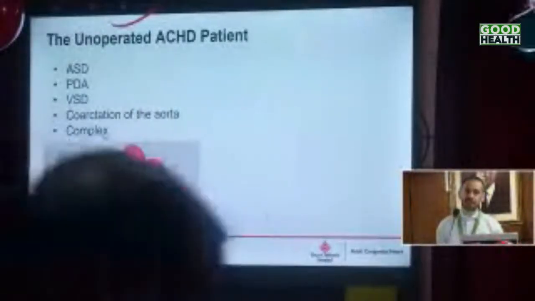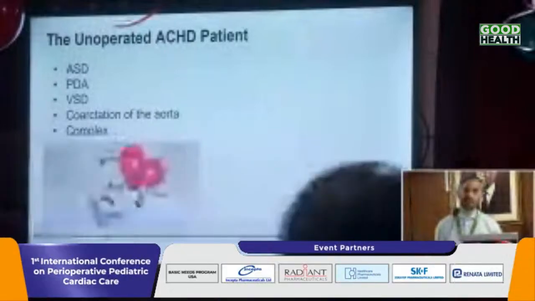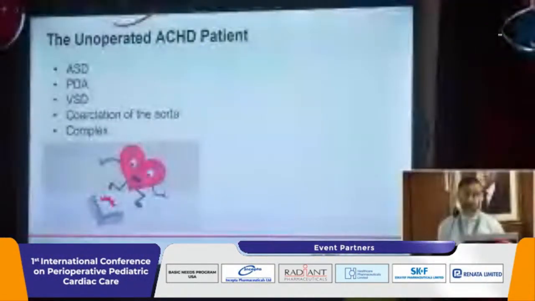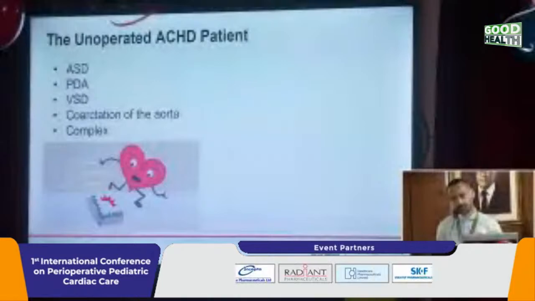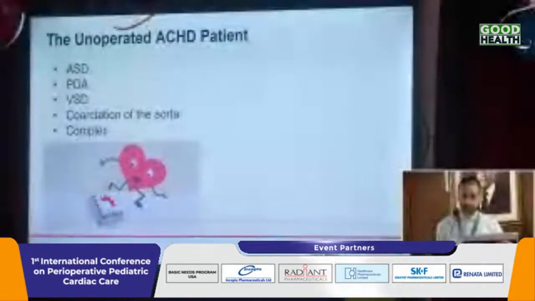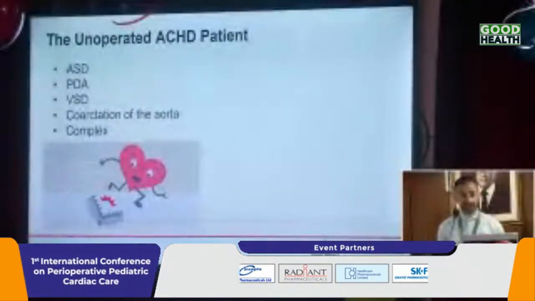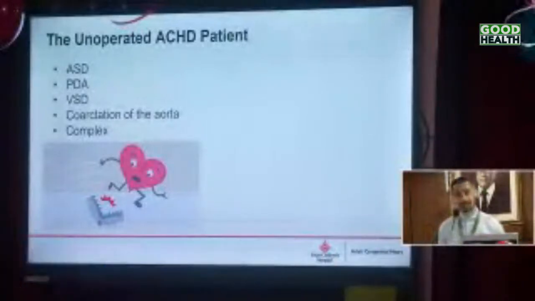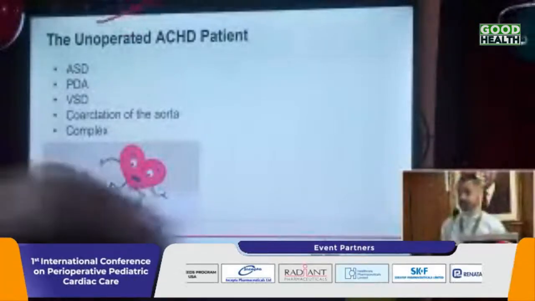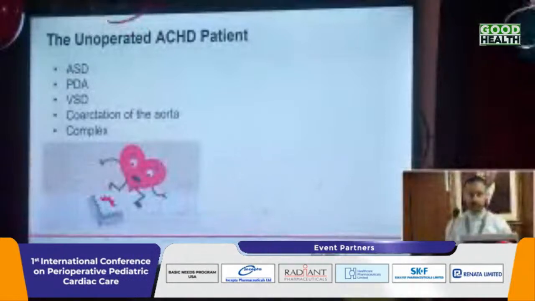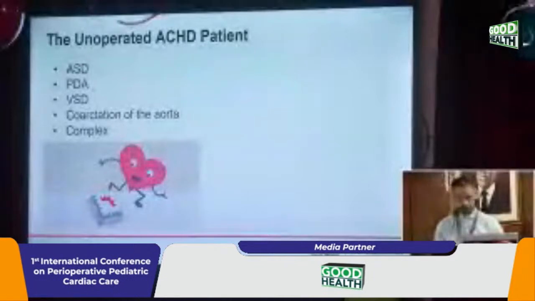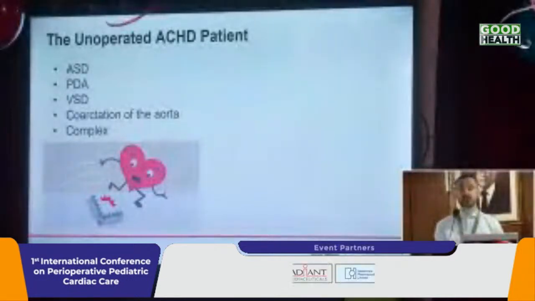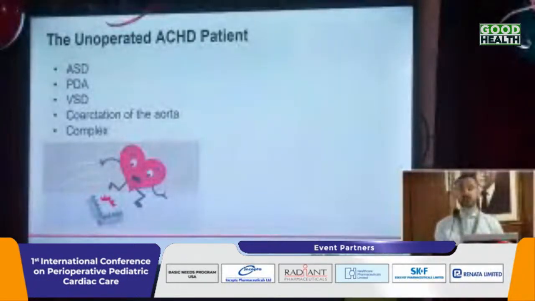Even in the United States, we see a lot of patients that are unoperated, whether they come from the United States or the surrounding nations. So we do see a lot of adult patients with unoperated ASDs, PDAs, VSDs, coarctation, and oftentimes even patients with complex congenital heart disease. Sometimes they already have Eisenmenger physiology, unfortunately. And these patients are incredibly challenging to manage because they don't have an understanding of their own disease.